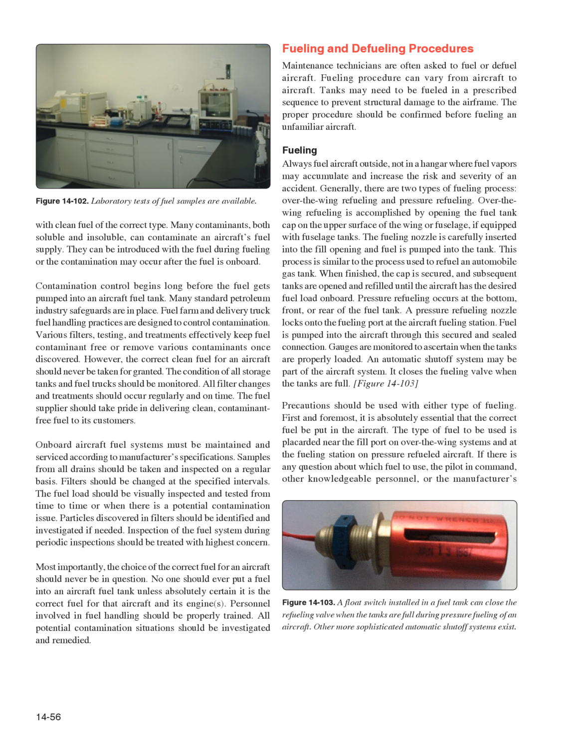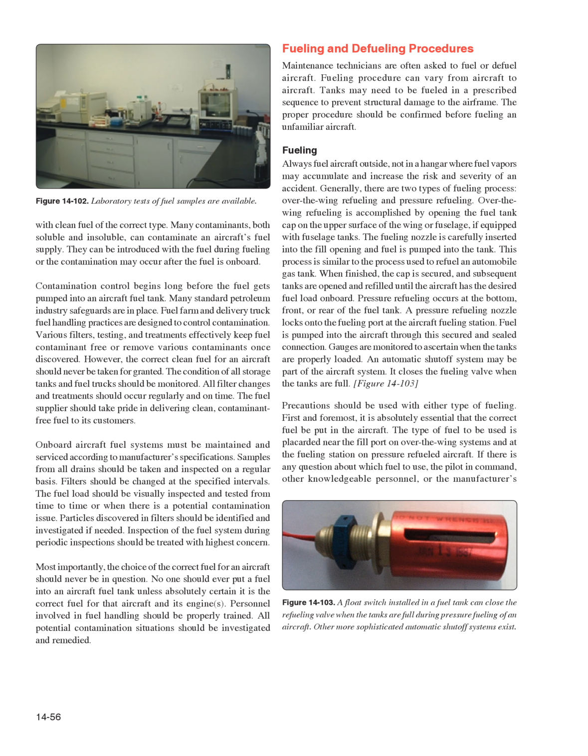When finished, the cap is secured, and subsequent tanks are opened and refilled until the aircraft has the desired fuel load on board. Pressure refueling occurs at the bottom, front, or rear of the fuel tank. A pressure refueling nozzle locks onto the fueling port at the aircraft fueling station. Fuel is pumped into the aircraft through this secured and sealed connection. Gauges are monitored to ascertain when the tanks are properly loaded. An automatic shutoff system may be part of the aircraft system. It closes the fueling valve when the tanks are full.